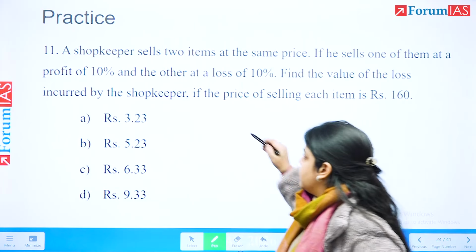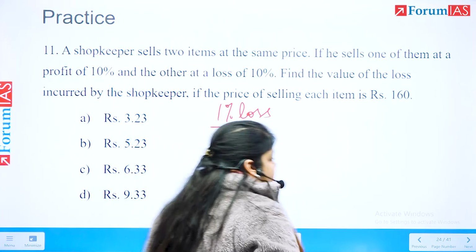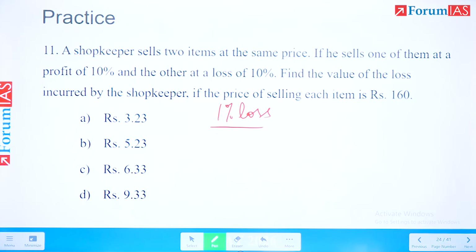Now, same question, in which we had found 1% loss. Previous question. But now we also know that he is selling his products at 160 rupees. What is the value of loss incurred? He's selling his products at 160 rupees, each product.